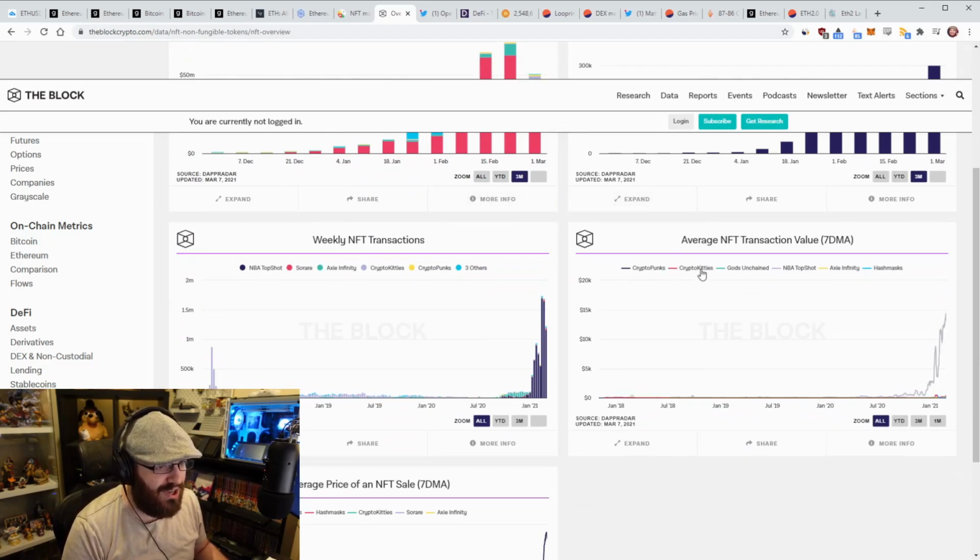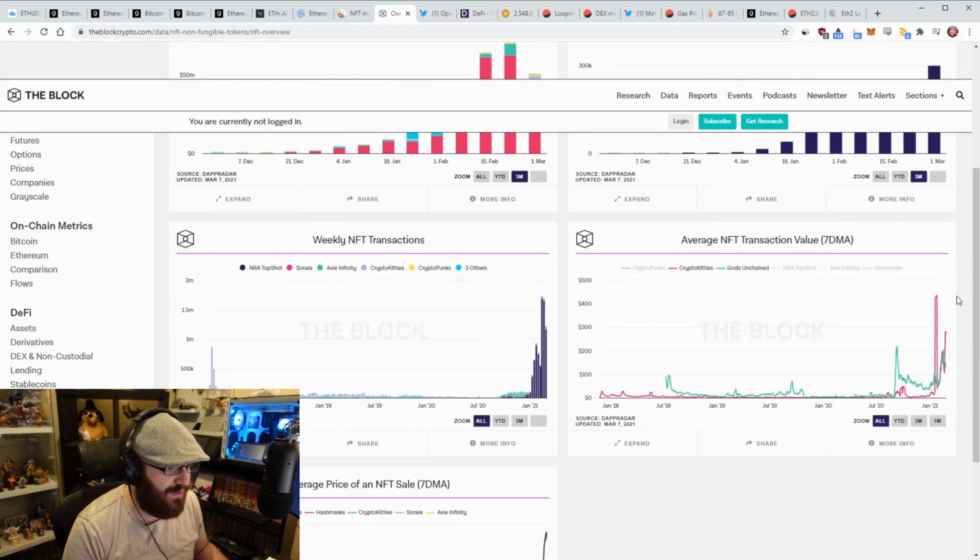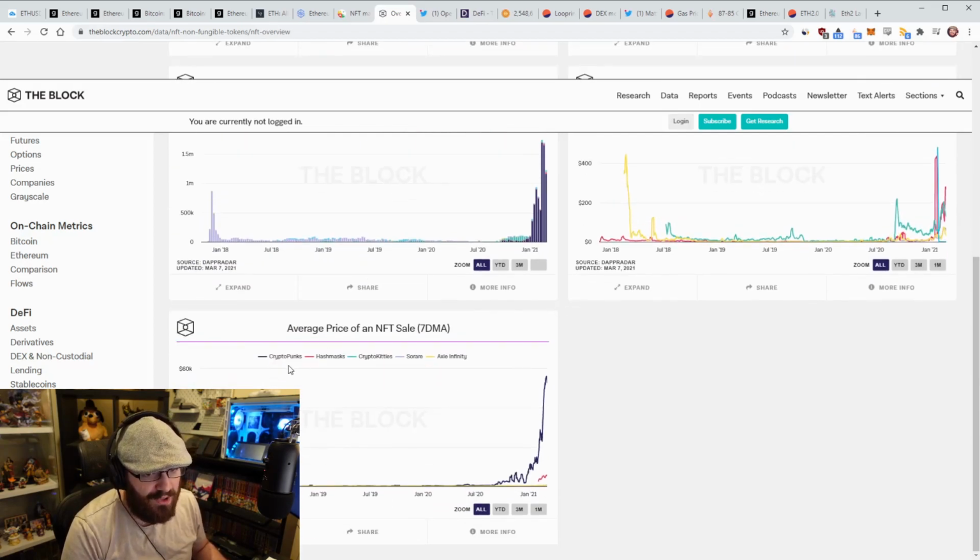But anyway, outside of that, everything else has been growing. What's funny is CryptoKitties is still here in terms of transaction volume, and the average price of a sale. CryptoPunks is definitely leading the charge.